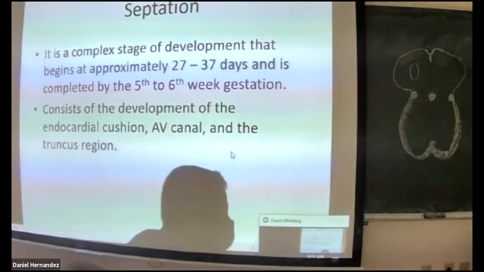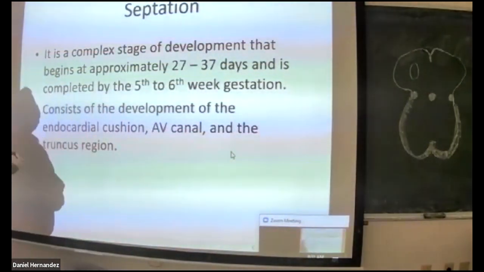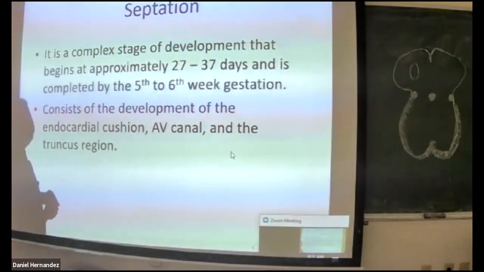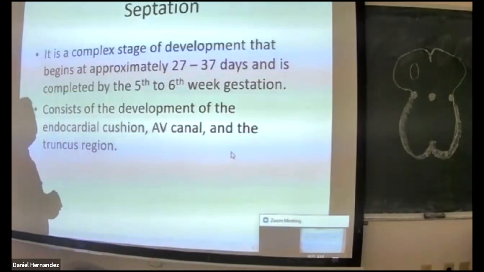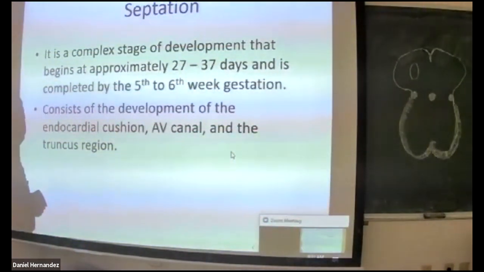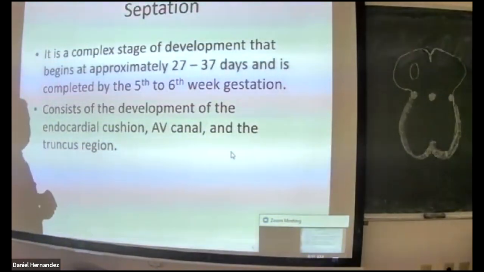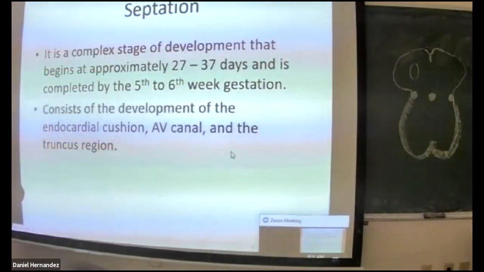Septation. It is a complex stage of development that begins at approximately 27 to 37 days and is completed by the 5th to the 6th week of gestation. It consists of the development of endocardial cushions, AV canal, and the truncus region.